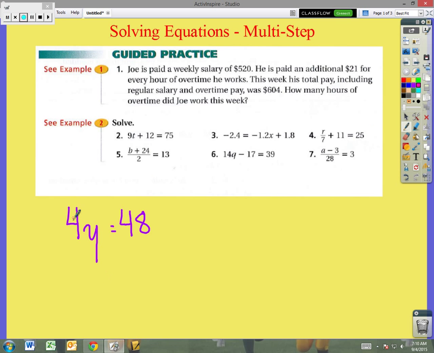I want to undo the multiplication. The inverse operation of multiplication is division, so I'm going to divide both sides by 4. Now 4 divided by 4 cancels out, and you're just left with 1y. Remember, you have that coefficient; there's really a 1 there, we just don't have to put it. It's understood to be there. Whatever I do to one side, I must do to the other, so I divide 48 by 4 and get 12.